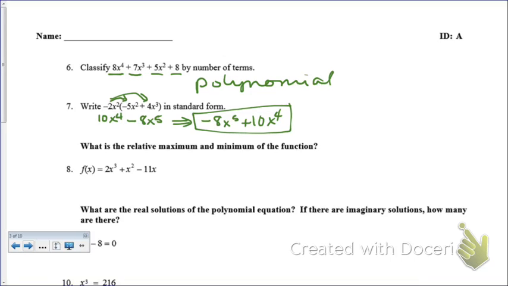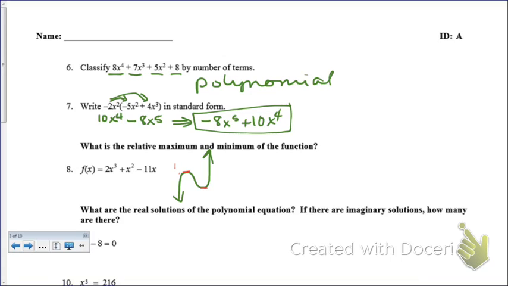Number 8, what is the relative maximum and minimum of the function? For this one, I would graph it on Desmos, and this is roughly what it's going to look like on Desmos. I have a max here and a minimum on the bottom.